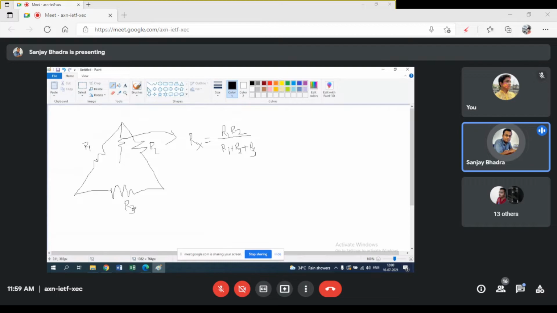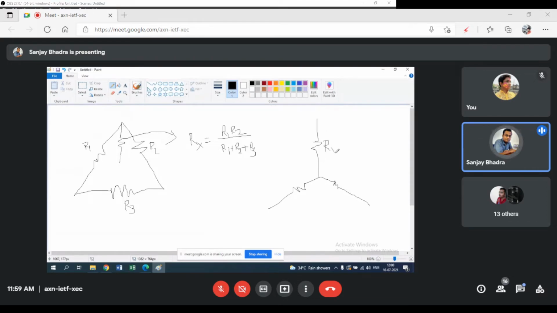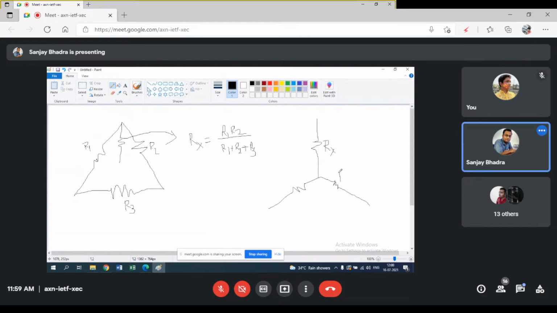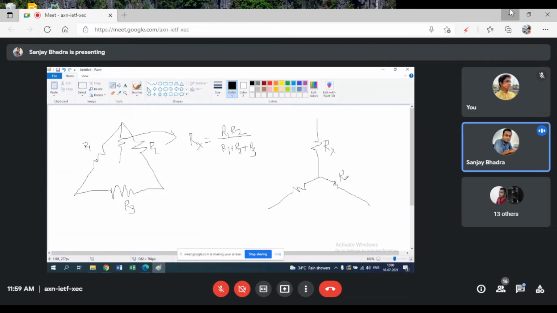This will be R1 R3 divided by the sum of all the resistances. It's just the reverse thing. Let's say your star configuration is given. That means your RX is given, RY is given, and your RZ is given.